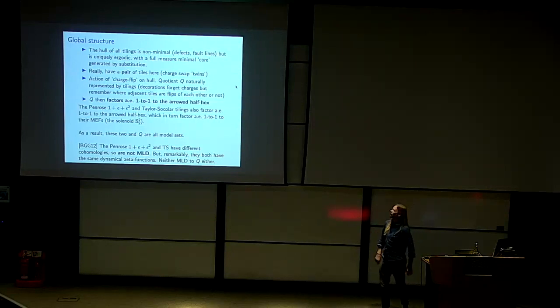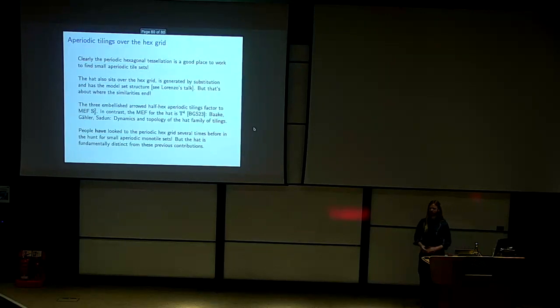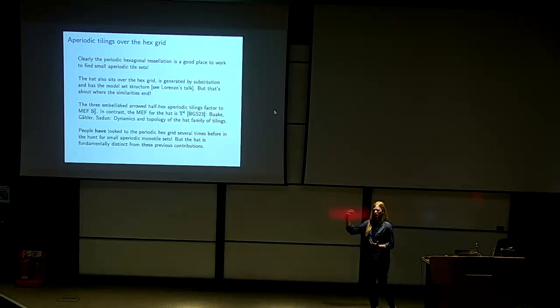And you can consider the quotient space. That quotient space is actually a model set, just like the Penrose 1 plus epsilon squared and the Taylor Socolar tilings. So these are all model sets, and they factor, so this is more for the experts, they factor to the 2-dyadic solenoid. Whereas for the hat tiling, as I think Lorenzo will explain in his talk, this is also a model set, but it factors to the 4 torus. So it's more a quasi-periodic structure, whereas these are limit periodic.